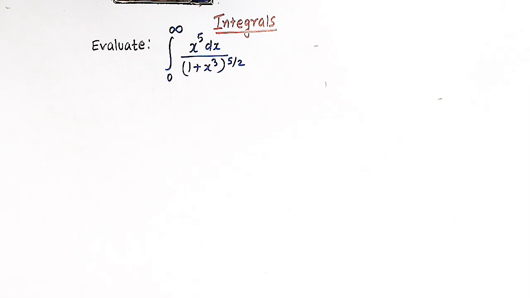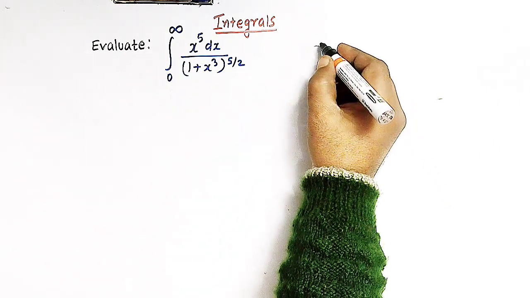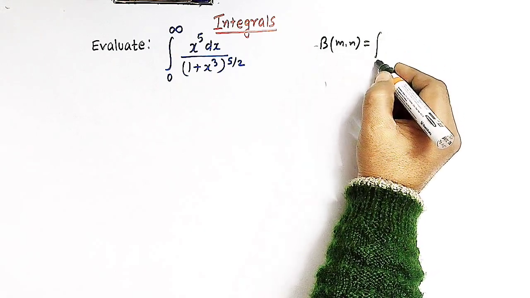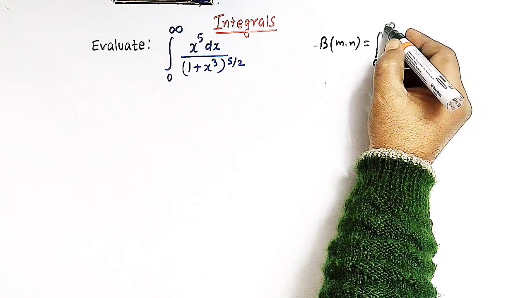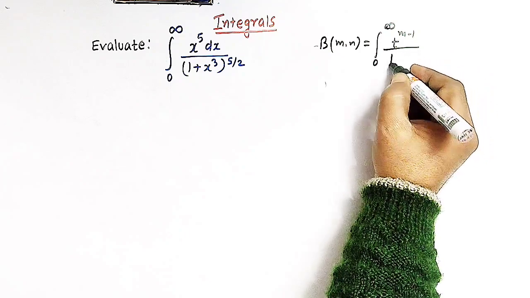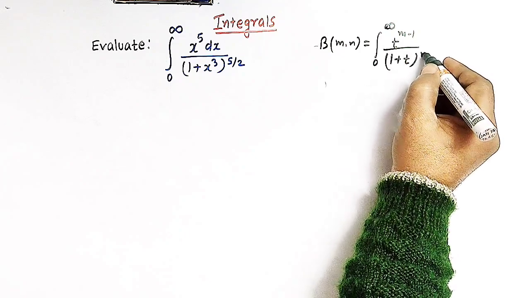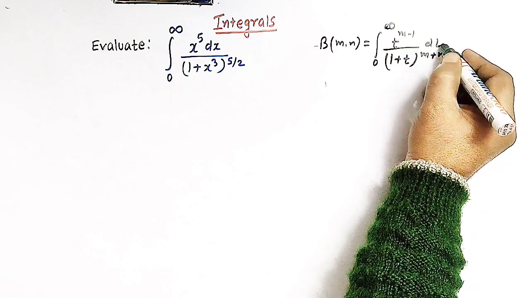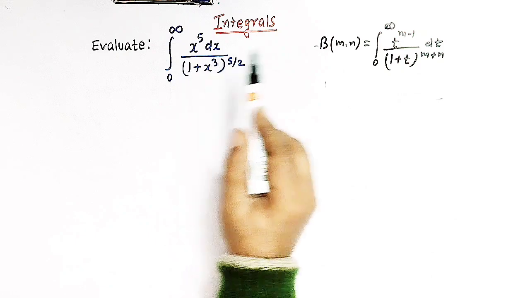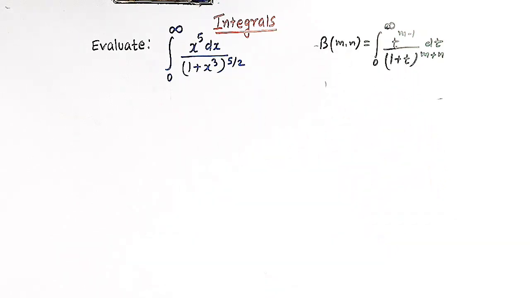And before applying the concept of beta and gamma functions, let us first make use of the method of substitution to convert this integral into a beta function, that is beta m comma n is given by the integral from 0 to infinity of t raised to m minus 1 divided by 1 plus t raised to m plus n dt. So by a method of substitution, we'll first convert this integral into the beta function.